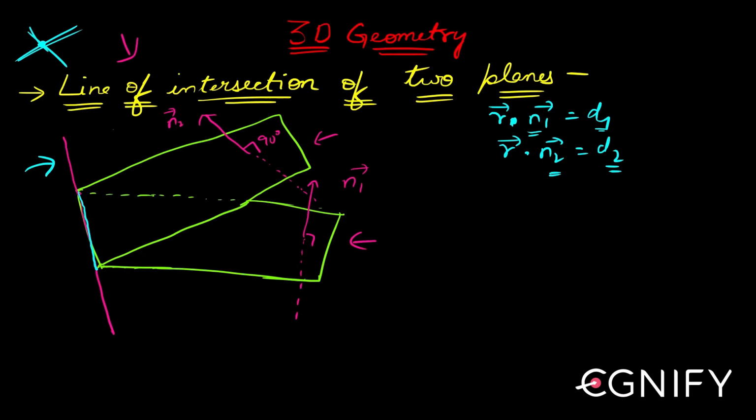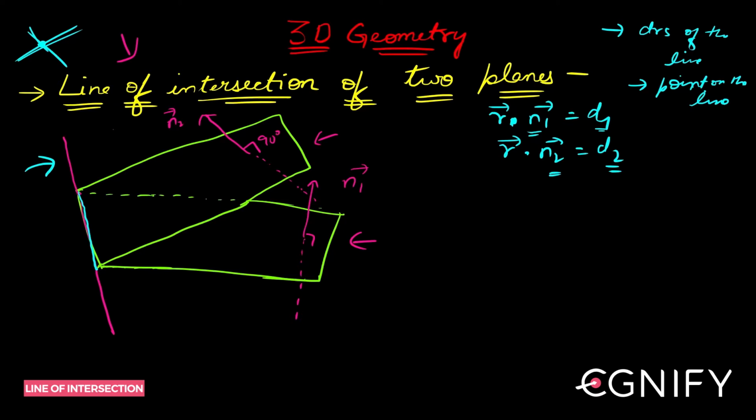To find this line, to find any line for instance, we just need two things. We need the dr's of the line, and we need a point on the line. Let's see how we can do that. That's not difficult. To understand this, the most important thing is this: if n1 bar is pointing like this, and n2 bar is coming out like this, can you visualize and tell me the direction of n1 cross n2?